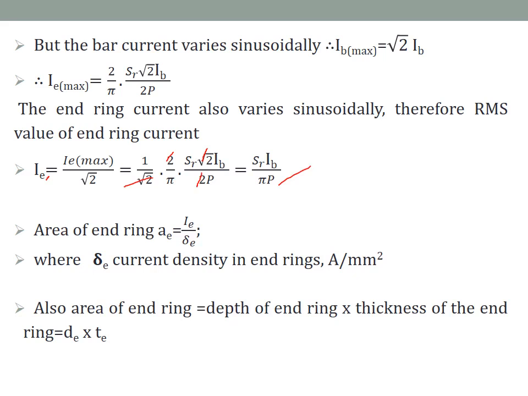After that, the area of the end ring AE is equal to IE by delta E, where delta E is the current density in the end rings in terms of ampere per mm square. Also, we can find the area of the end ring as the depth of the end ring multiplied by the thickness of the end ring, that is dE into TE.